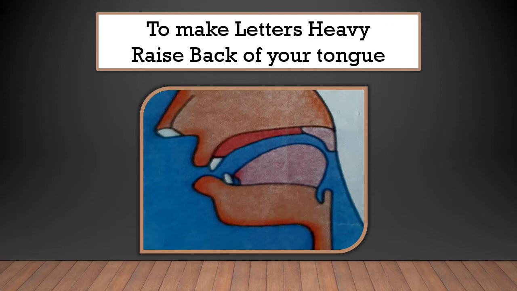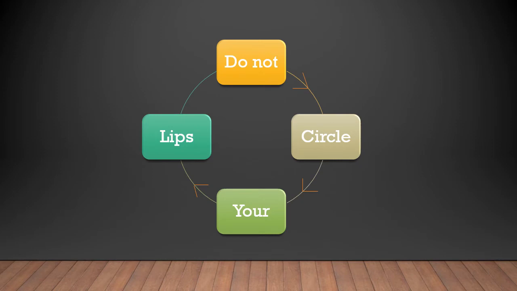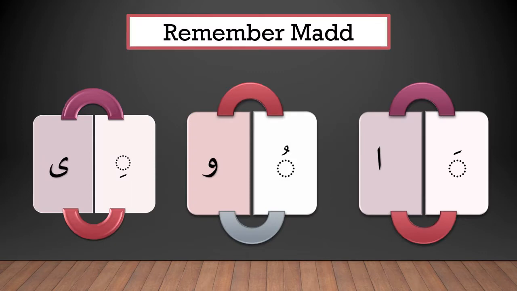It's a common mistake that people would circle their lips to make a letter sound heavy. Yes, by doing so, the letter might sound heavy, but the sound completely changes. So try to avoid circling your lips. All you have to do is raise the back of your tongue to make the sound heavy. All the examples that we learn today, we'll try to spot mud as well in them.